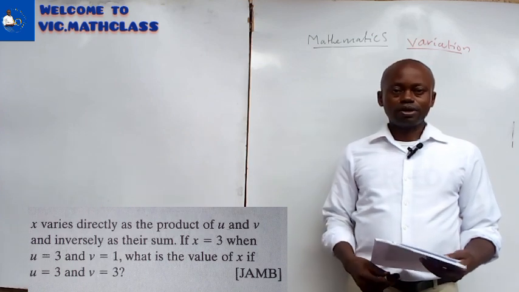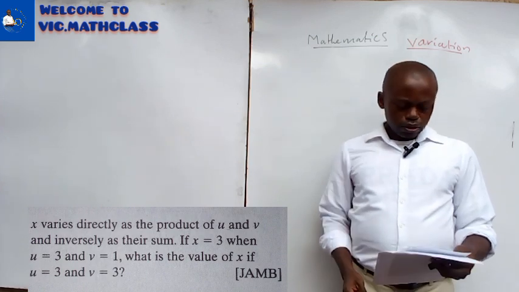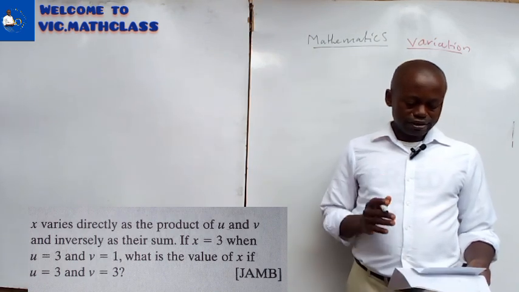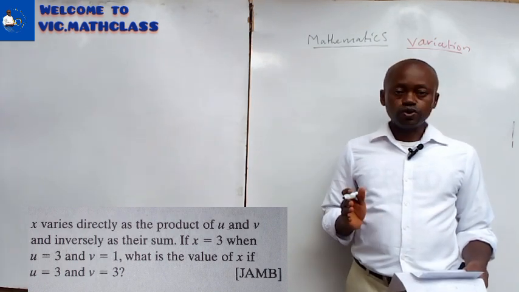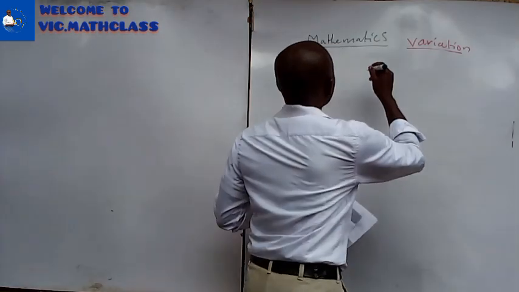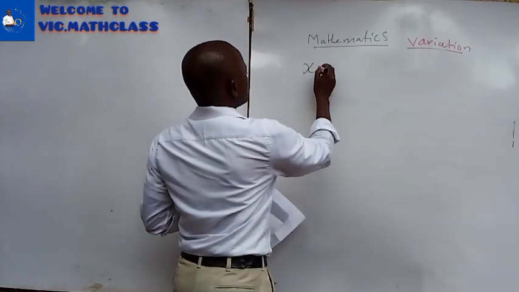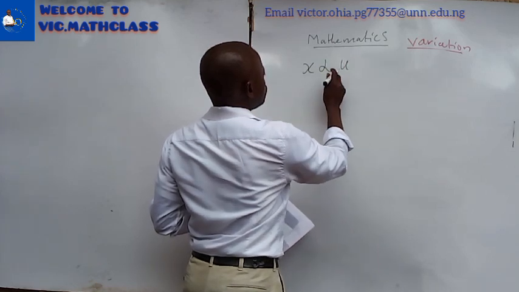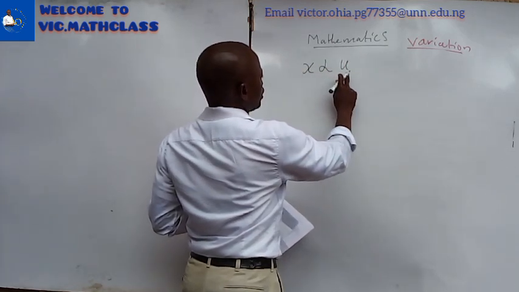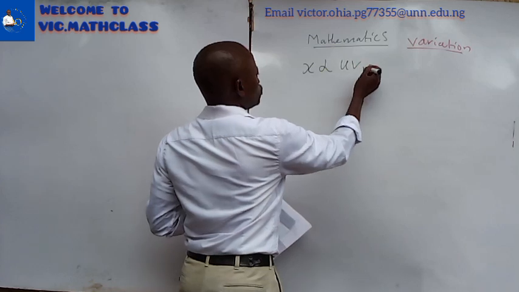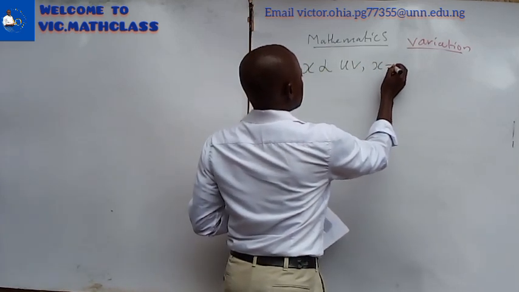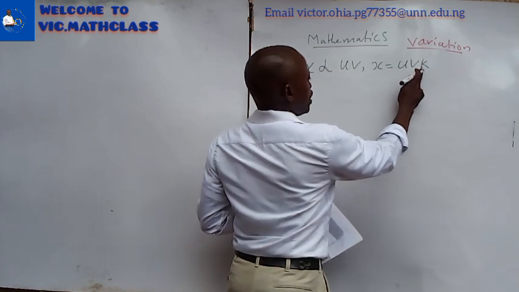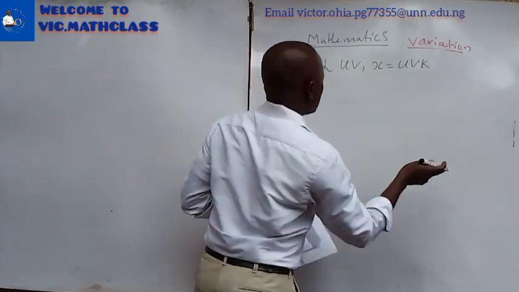So we are talking about joint variation here, and the first part of it says that x varies directly as the product of u and v. So x varies as the product of u and v, so x varies directly as uv, which you can write as x is equal to uvk, where k we know is the constant of proportionality.